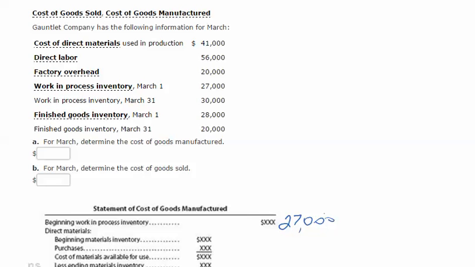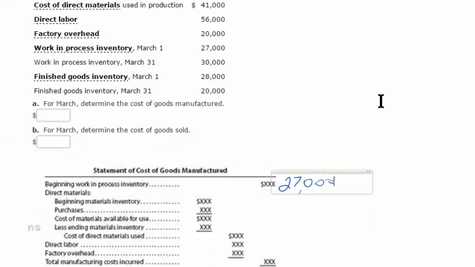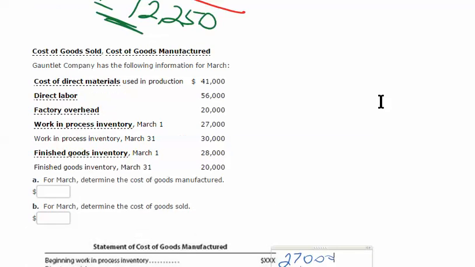I'm going to add to that, I have to figure out my beginning materials inventory, and in this case, do they give me a beginning inventory? Let's read. Cost of direct materials, direct labor, factory overhead, work in process inventory, and we have finished goods, work in process inventory at the end. Well, it doesn't have any materials, so it's just going to be the materials purchased.